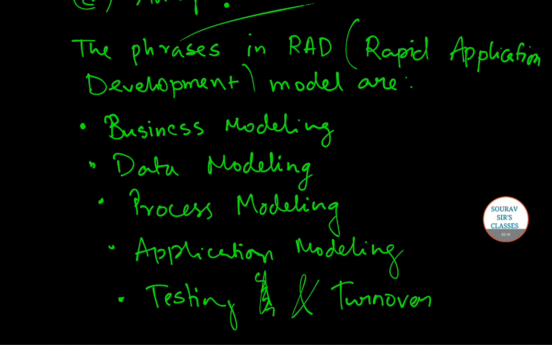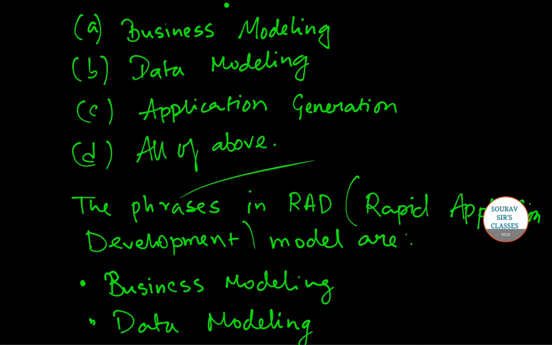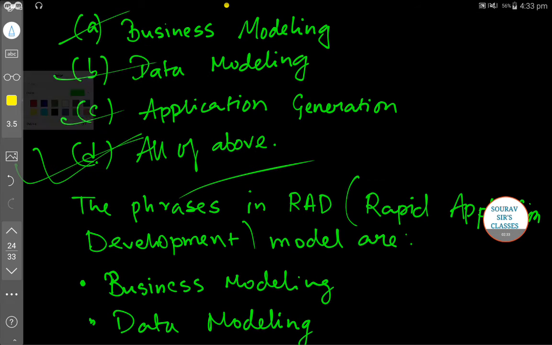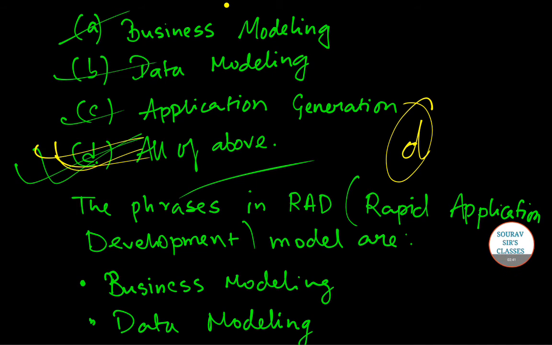So in a rapid application development model, business modeling is present, data modeling is also present, application generation is also present. So basically the answer will be all of the above. So the answer is all of the above, that is option number D. So the answer is D. Now moving on to the next question.